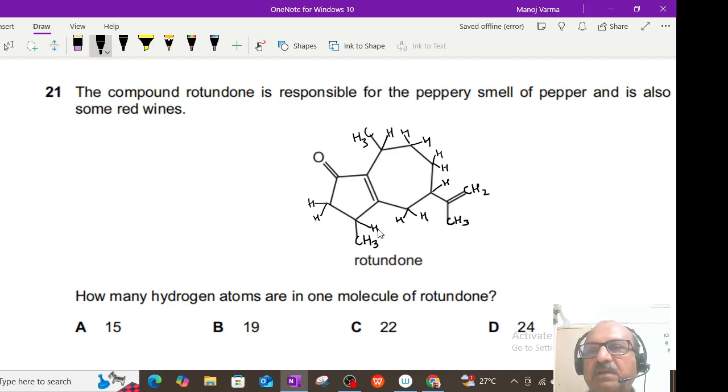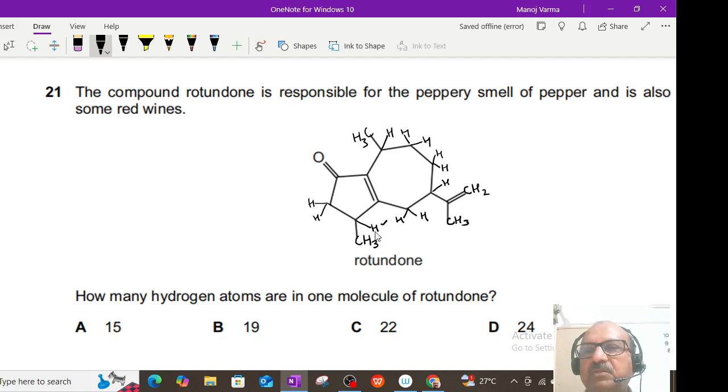let's count from here. 1 and 3, 4, 5, 6, and 9, 10, 11, 12, 13, 14, 15, 16, 17, 20 and 2, 22. Well, I think I should make the counting again if I have missed out any of the hydrogen atoms. So let me count again starting from here.